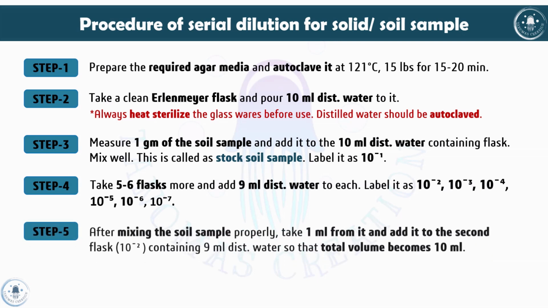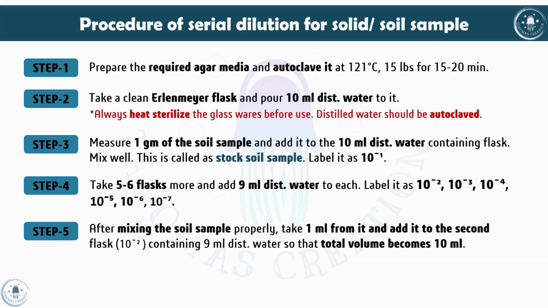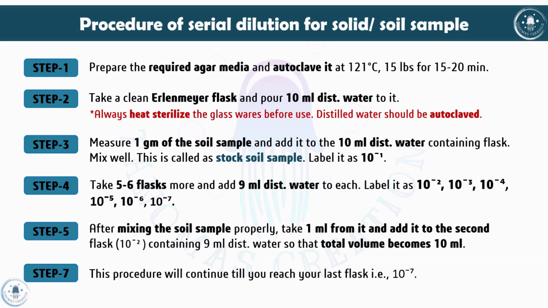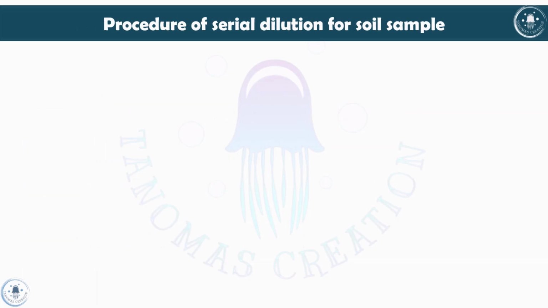Now after that you mix the soil sample properly in the stock solution, that is 10 to the power minus 1, and you take 1 ml from it and add it to the second flask, which is labeled as 10 to the power minus 2, which contains 9 ml distilled water. So here the total volume will become 10 ml. And this process will continue till you reach your last flask. Okay. So here it will become more clear if you look at the examples here.